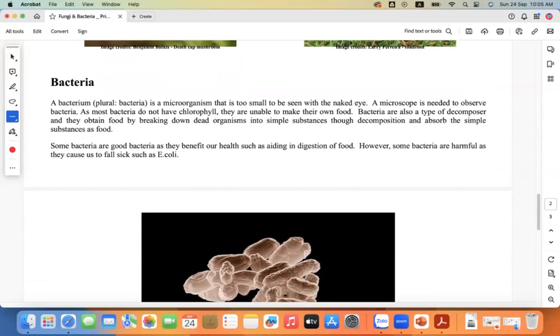Bacteria. Bacteria are microorganisms. They are too small to be seen with the naked eye, so you need a microscope.